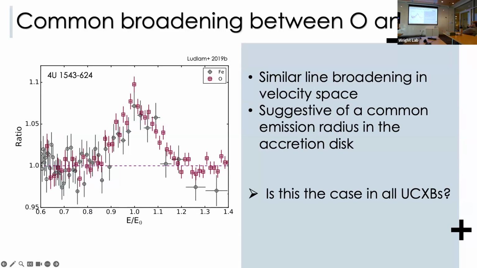But it's not clear if this is the case for all ultra-compact systems. It'd be important if we could constrain that perhaps the oxygen line comes from the same innermost accretion disk as the iron line, because there are some systems where there's no iron line present, but we see an oxygen line. And if we can definitively say we know this is coming from the innermost accretion disk, we have a secondary method of determining the neutron star radius.